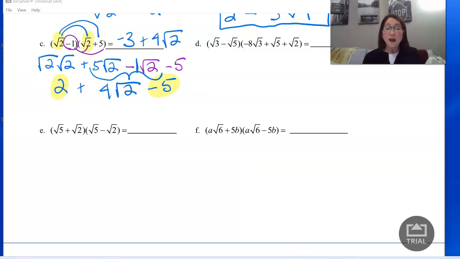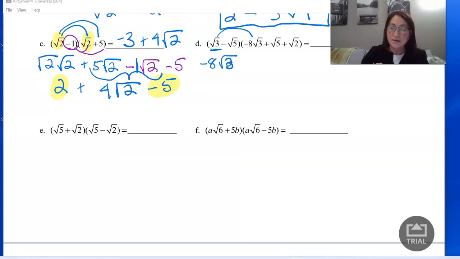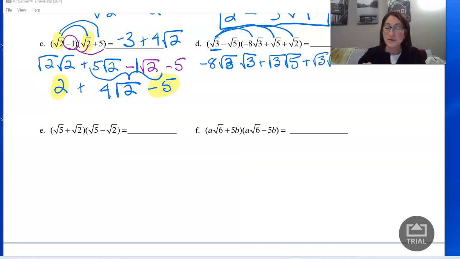There we go. All right, for D, oh my gosh, I'm multiplying a binomial times a trinomial. You would think that would be so much harder. No, it's not. So I've got the square root of 3 times negative 8 square root of 3. I'll just write it: negative 8 square root of 3 square root of 3. Now I've got the square root of 3 times the square root of 5, so plus square root of 3 square root of 5. And then plus square root of 3 square root of 2.